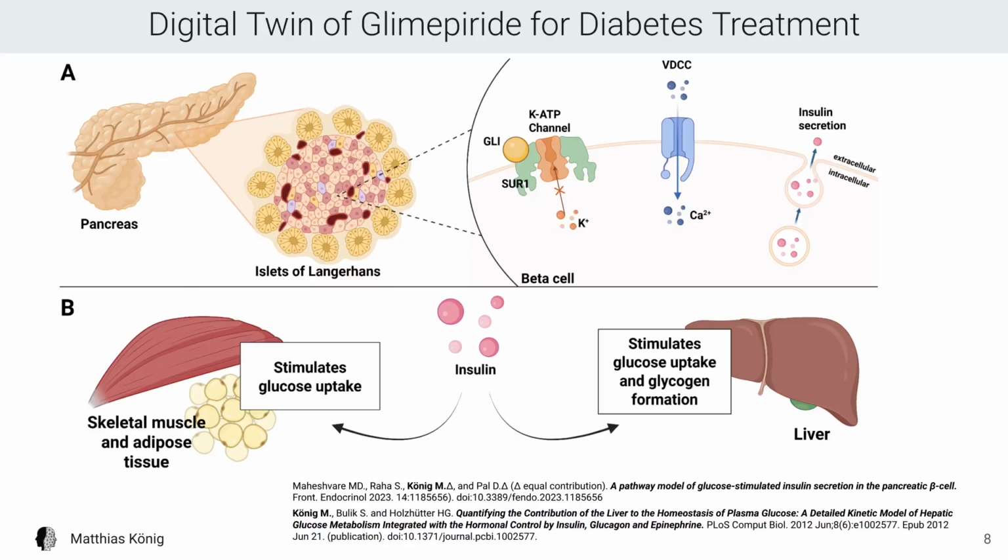Today, I want to demonstrate at the example of glimepiride, first, how patient-specific factors can be integrated with these digital twins, and second, how we can ensure the reproducibility of the results. We have a look at glimepiride, a medication used to treat type 2 diabetes, which affects over 500 million people worldwide. Glimepiride stimulates insulin release from the pancreatic beta cells, leading to increased glucose uptake in insulin-sensitive tissues and a reduction in blood glucose levels.